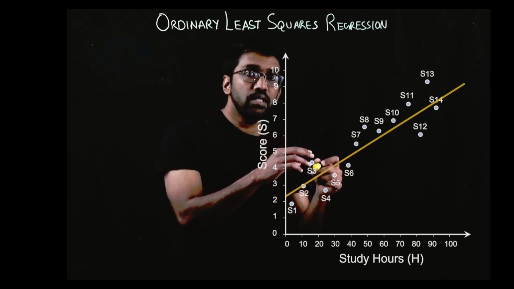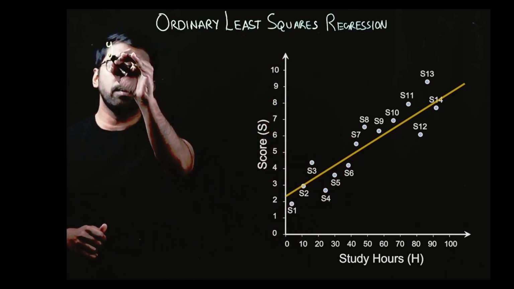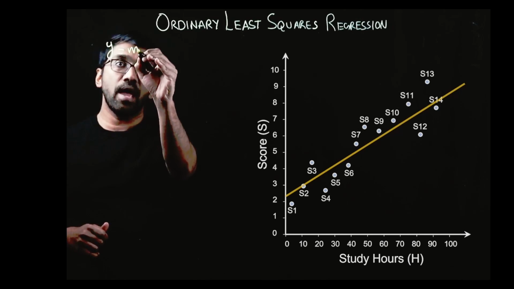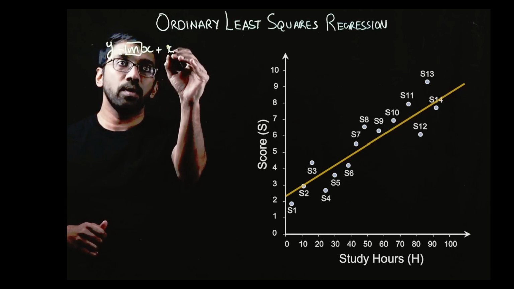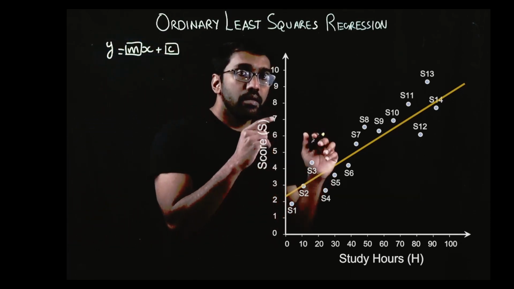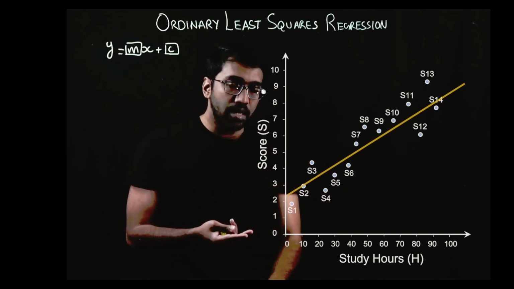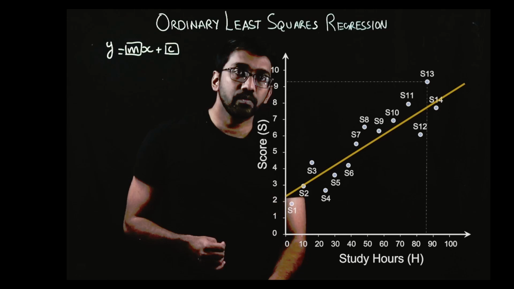Before going further, let me write down the equation of a line. The equation of a line is represented by y equal to mx plus c, where m is the slope and c is the y-intercept. Now let us understand a few more concepts before we dive into the mathematics.